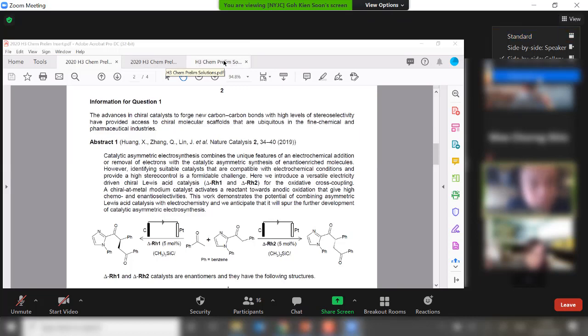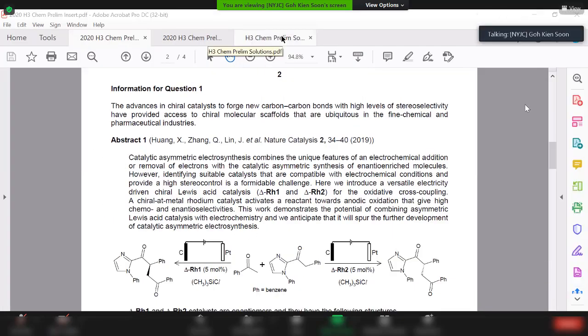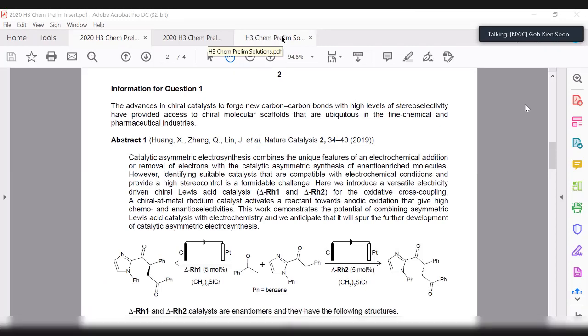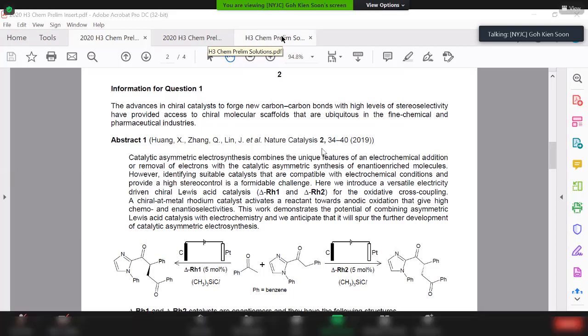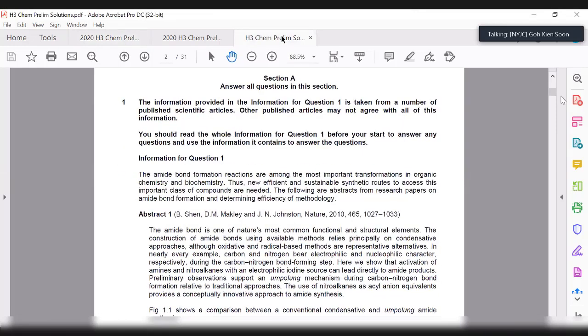Like what Grace said, the first thing when we set a stimulus-based question is that you must come up with a theme first. Once you have a theme, you have a focus on what to search for on Google or whatever papers you need. So for example, in 2019, the theme that I thought of was the formation of amides.